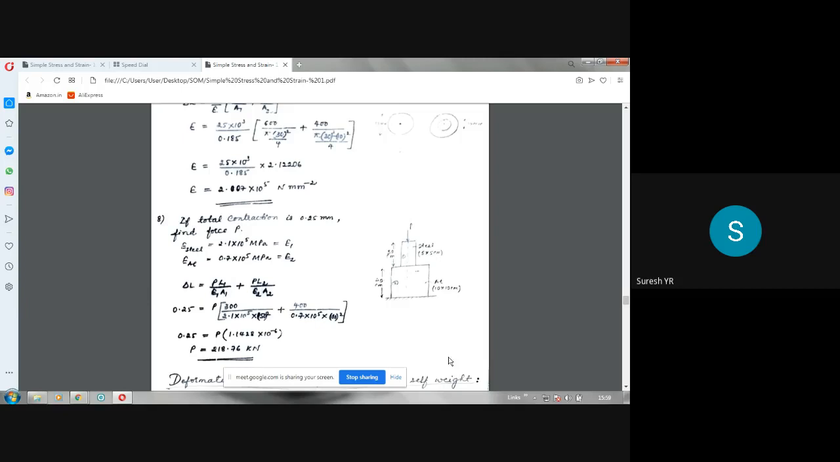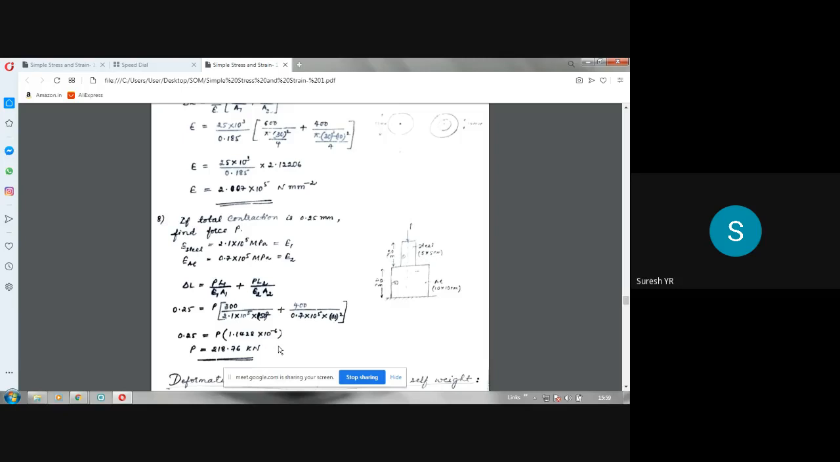Now if you simplify this, you will get the value of P in newtons. Please note that you are going to get P in newtons, because Young's modulus value is in Newton per mm square. MPa means Newton per mm square. Please make a note of that. So after simplifying, you will get the value of P in newtons. Convert that into kilonewton by dividing by 1000. In this problem, you are getting the value of P as 218.76 kilonewton. That means in newtons it will be into 10 cube. So convert that into kilonewton.